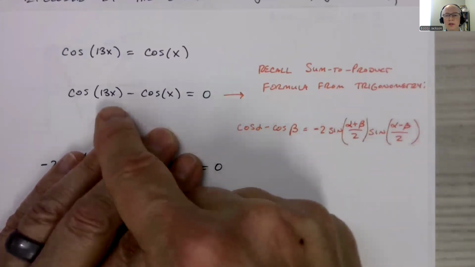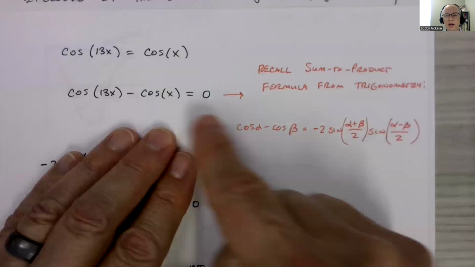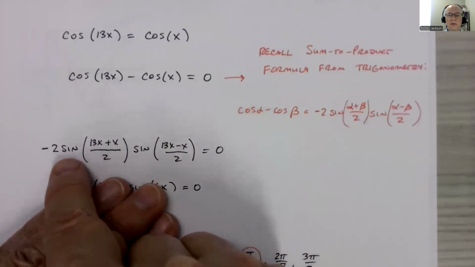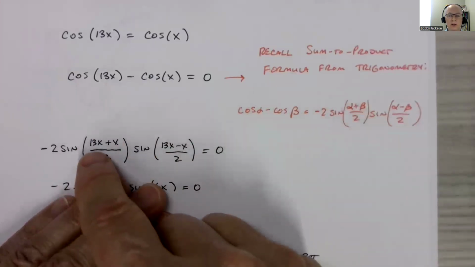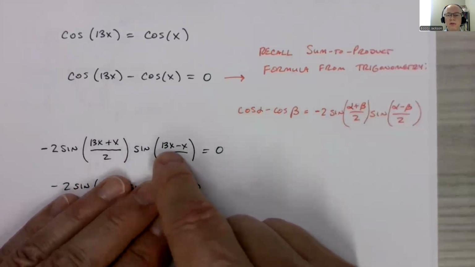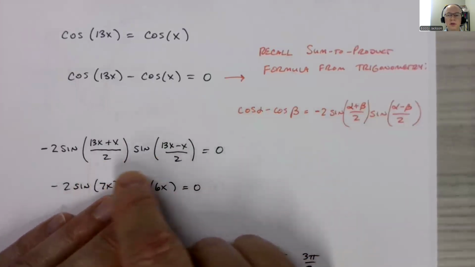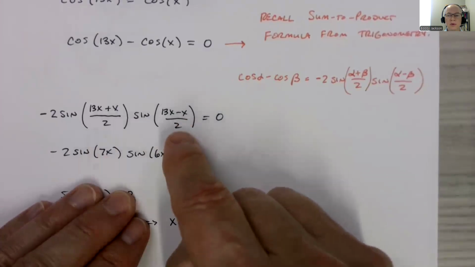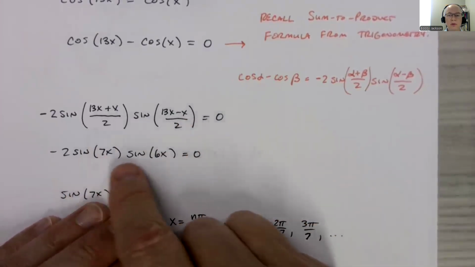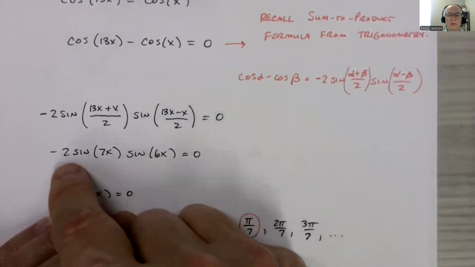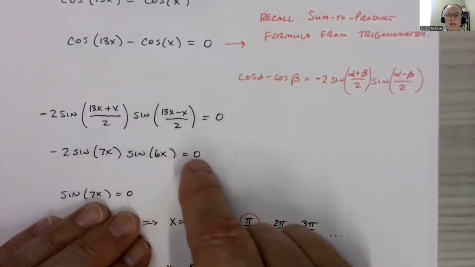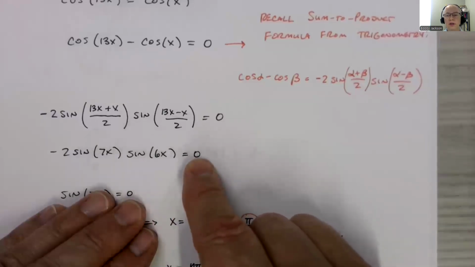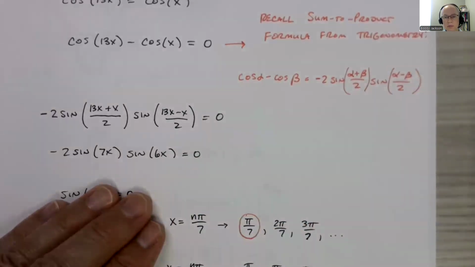If I replace alpha with 13x and beta with x, I get the following for cosine of 13x minus cosine of x. It's -2 times sine of (13x plus x)/2 times sine of (13x minus x)/2. Simplify: 13x plus x is 14x, divided by 2 is 7x. Here I get 12x divided by 2 is 6x. So now I have a product of two sines. Well, -2 can't be 0, but one of these two things has to be 0. If I have a product of two or more values that is equal to 0, I know that at least one of the values must be 0.